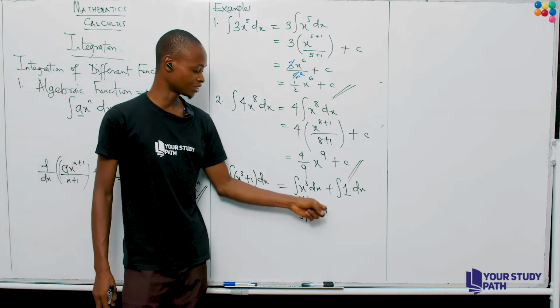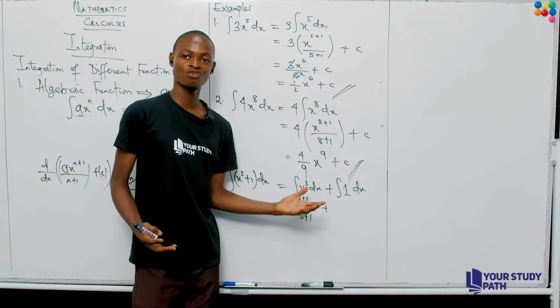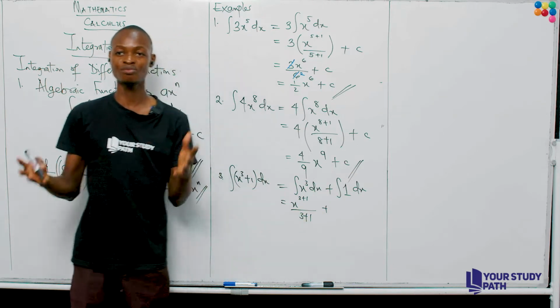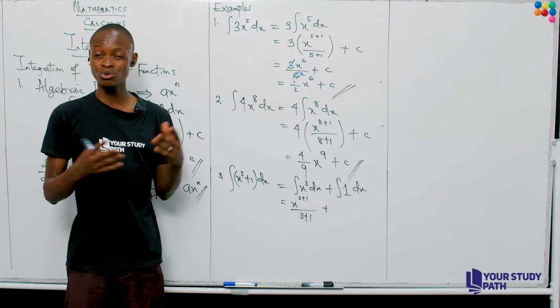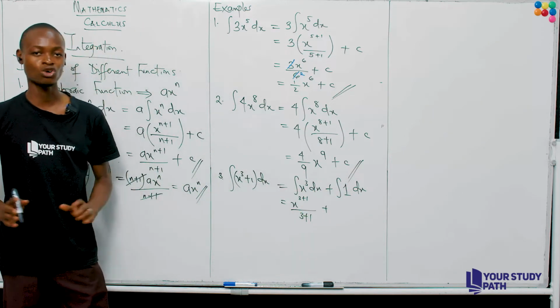Because if you were to put a constant here, and then you were to put a constant here, both constants would obviously add up together to still form a constant. So since you know that they will add up to form a new constant, just put one constant at the end, and that will be all.